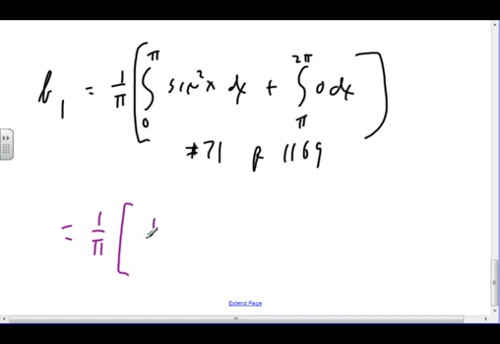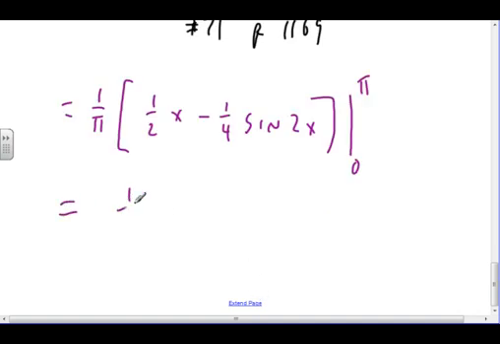Alright, so sine squared is going to be 1 over pi times one half x minus 1/4 sine 2x, evaluated at 0 and pi. When I evaluate this at 0, I get 0. When I evaluate it at pi, this guy is 0, that guy's pi over 2. So this guy is going to be 1/2, which checks with the back of the book.